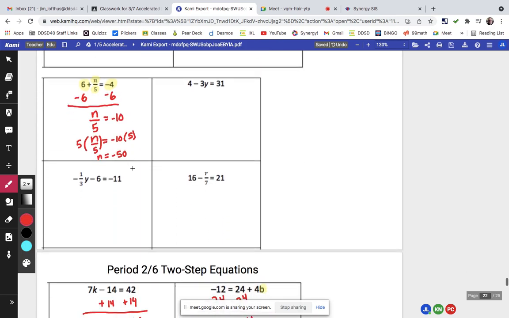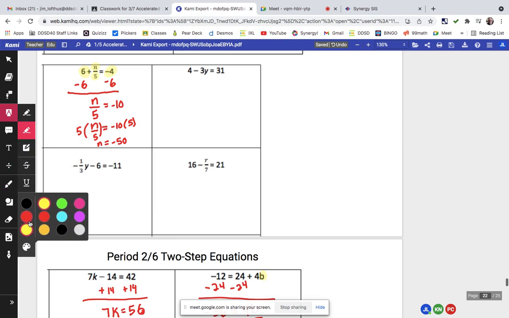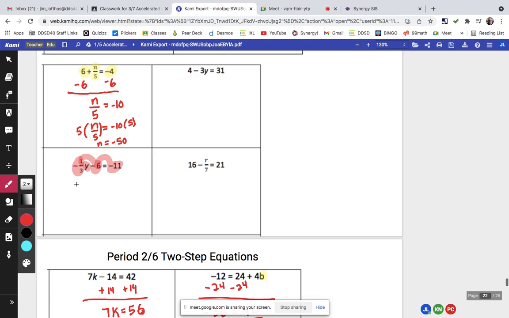And we're going to let's do one with some division. So let's talk about the story here first. So there was a number. It was multiplied by negative 1/3. 6 was taken away from it, and it became negative 11. So let's undo that. We're going to add 1/3.